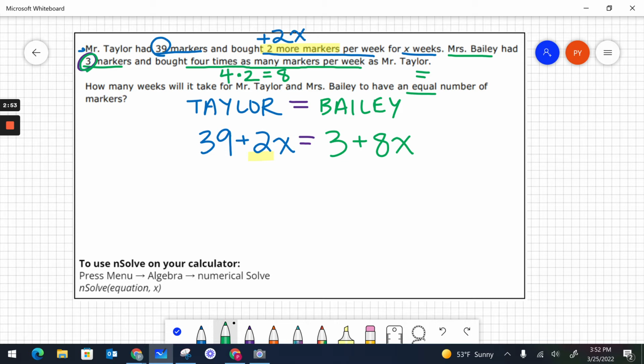Now we have an equation, and we want to figure out what does X have to be? What does the number of weeks have to be? And we can use our calculators. Specifically, we can use the nsolve function. And the steps for how to do the nsolve function are printed on your paper here in the bottom left. And I'm going to show you right now how to do that in your calculator.